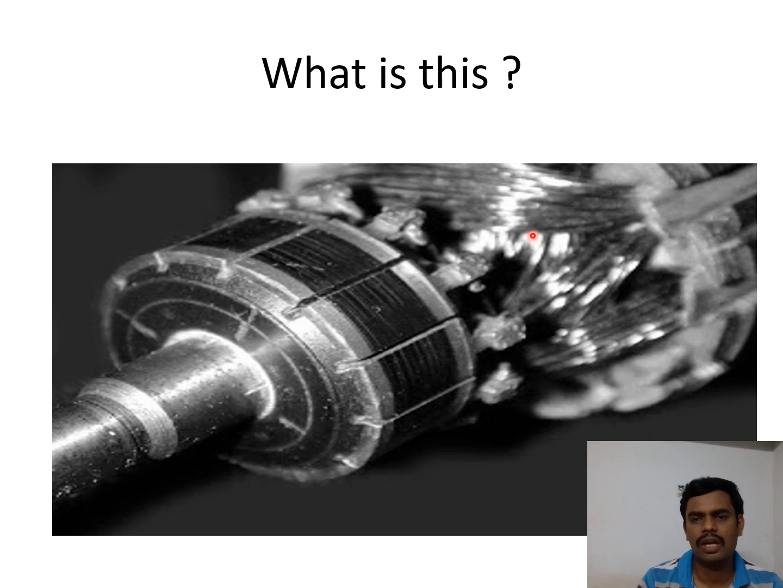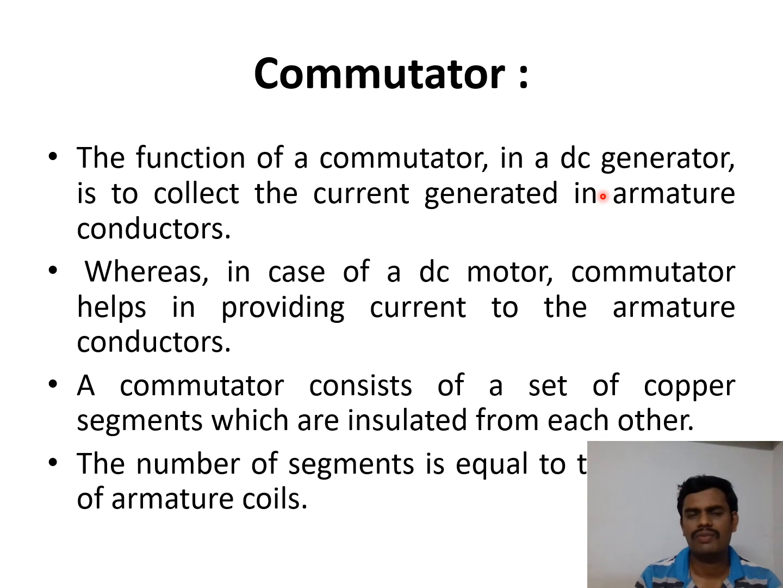So this is the commutator. The armature conductors are connected to this, which is called the commutator. What is the function of this commutator? It is generally made up of copper bars separated by a thin sheet of mica insulation. The function of the commutator in a DC generator is to collect the current from the armature conductors, whereas in a DC motor, it provides the current to the armature conductors.